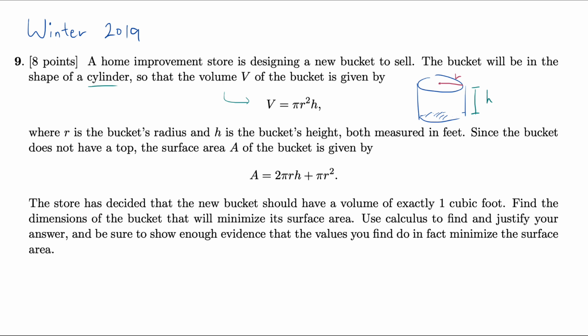And now the store has decided that the new bucket should have a volume of exactly 1 cubic foot. So we know pi r squared h should be exactly equal to 1. And we now want to find the dimensions of the bucket, given that the volume is 1, that will minimize, so let me highlight this. This is really important. This is what we want to do. We want to minimize the surface area of the bucket. And of course, we want to use calculus to find and justify the answer and show enough evidence to show that we actually found the minimum, not just some critical point that might be a maximum or neither or something like that. We want to actually justify that we know what the minimum exactly is.